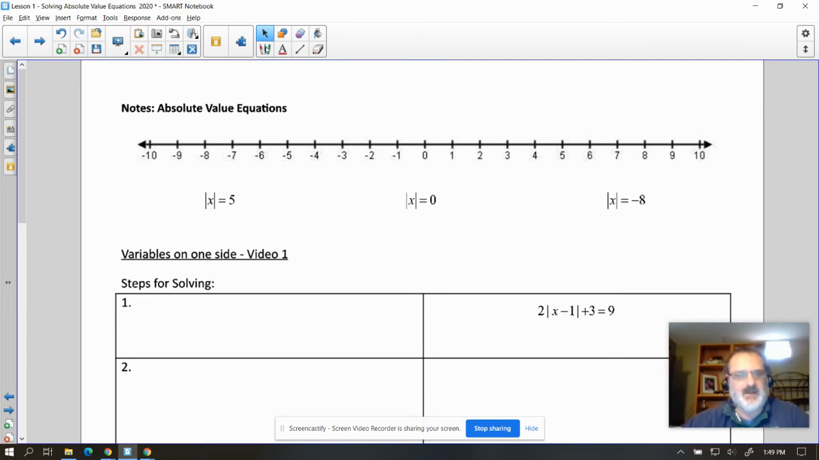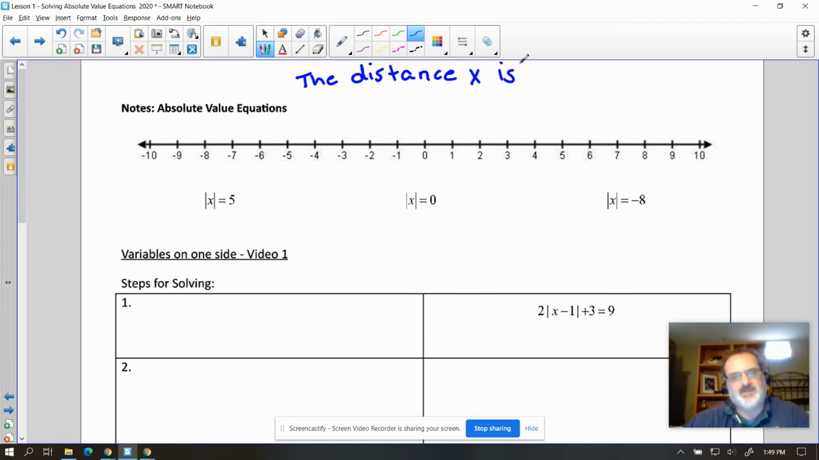So what does absolute value actually mean? Absolute value is defined as the distance x is away from 0. So if I take a look at the absolute value of x equals 5, there are actually two numbers, -5 and 5, that are 5 units away from 0.